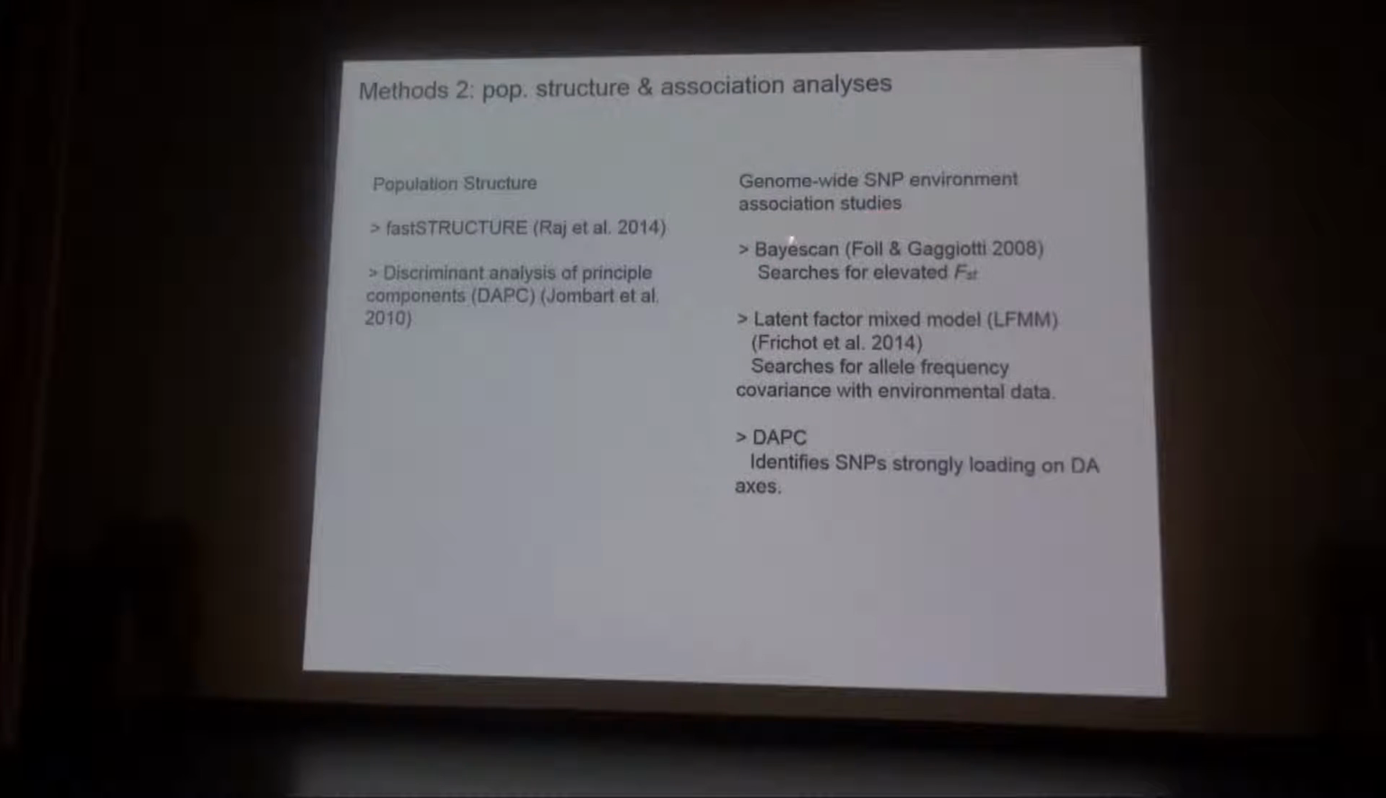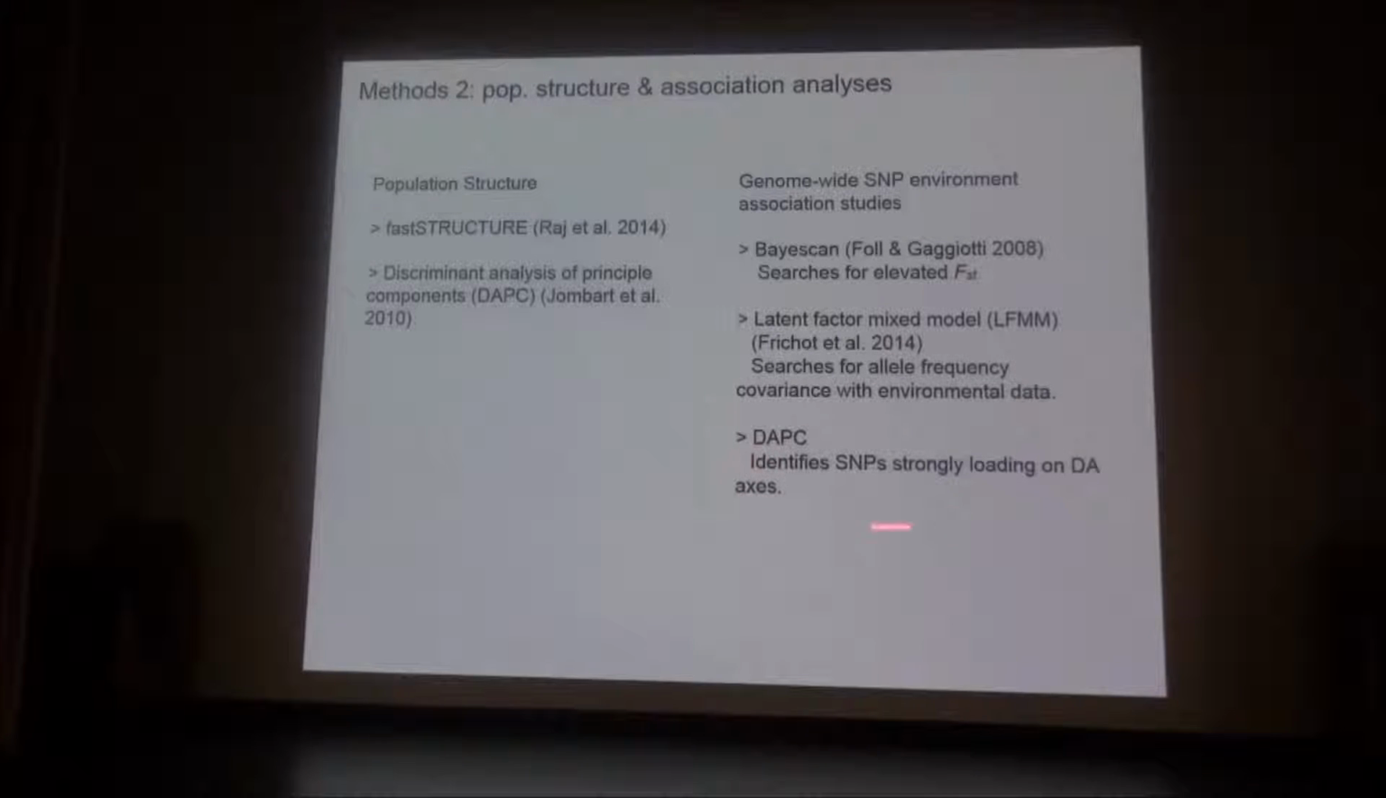BayeScan is a great way for finding local adaptation because it's agnostic to the source of selection. And LFMM takes a predictor as environmental data. So you can put in your environmental matrix, and then you find loci adapted to the environment.